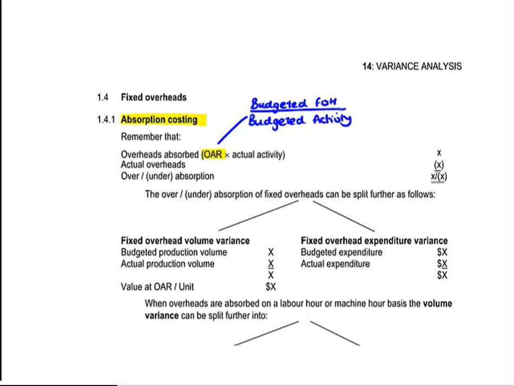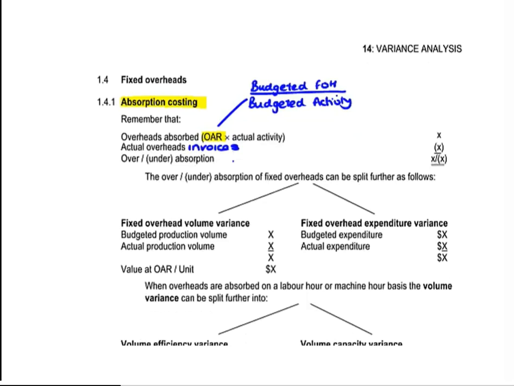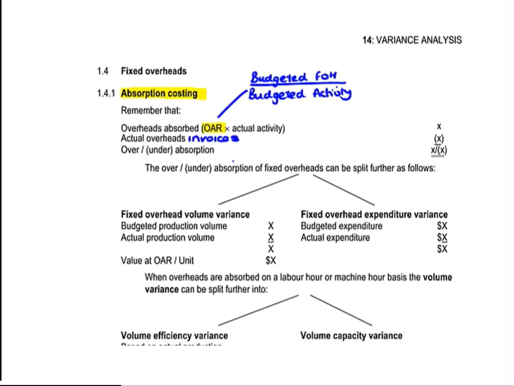And what we needed to do was to compare that to the actual overheads, so the value of the invoices, and make an adjustment for overabsorption if the amount of overhead absorbed is greater than the invoices, and underabsorption if we don't have enough fixed overhead. Now that under and overabsorption can be split down into volume variances and expenditure variances.